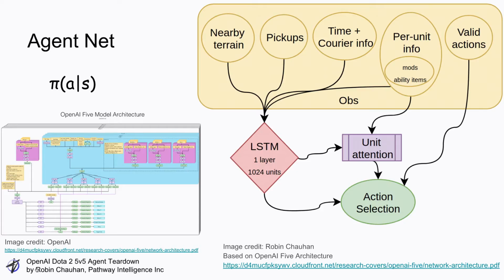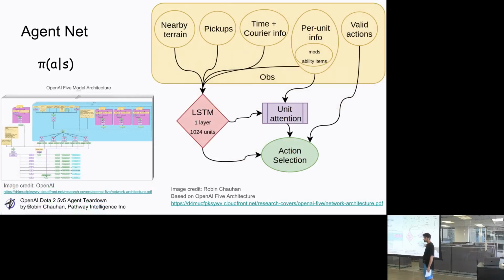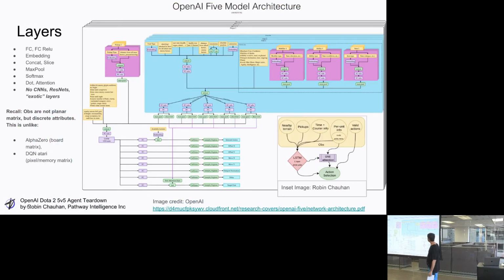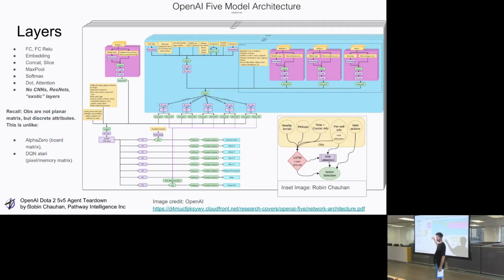The key component there on the left is the LSTM. So this is a simplified diagram I made to help you understand what's going on. The LSTM is kind of the heart of the thing. It's a one-layer, 1024 unit LSTM. There's also some observations that bypass the LSTM, as you can see here: unit attention and valid actions. So there's different types of layers, but there's no exotic layers here. There's kind of the basics: fully connected, ReLUs, embeddings, concat, slice, max pool, softmax.